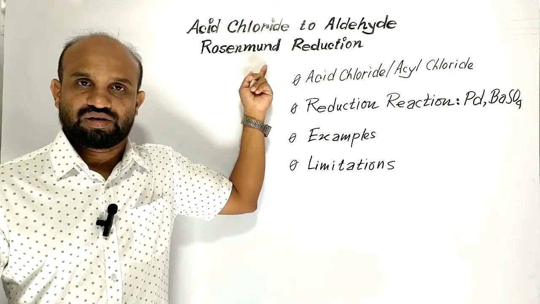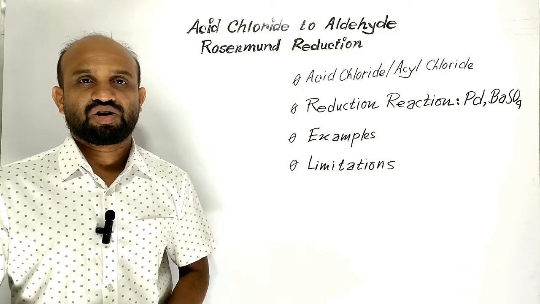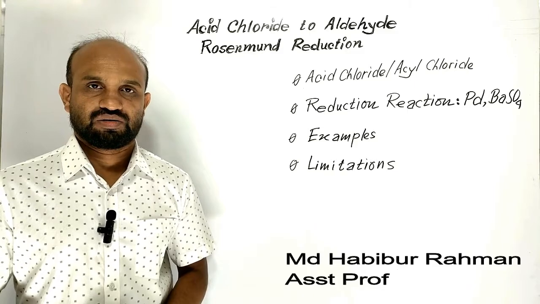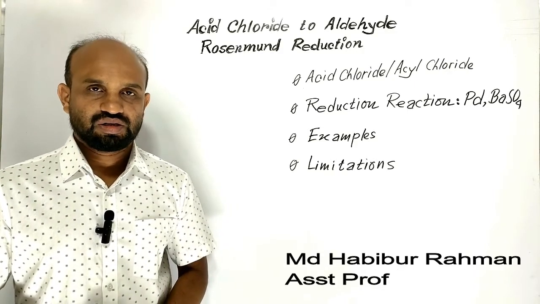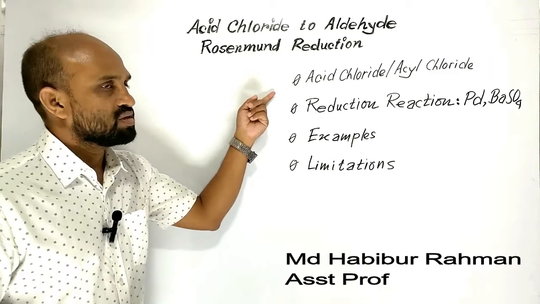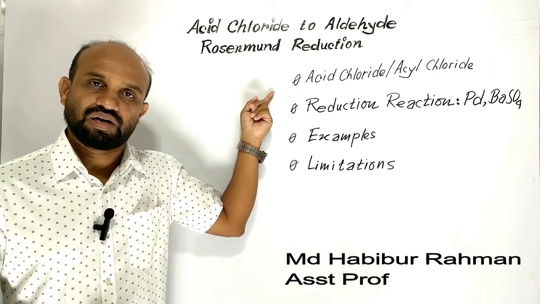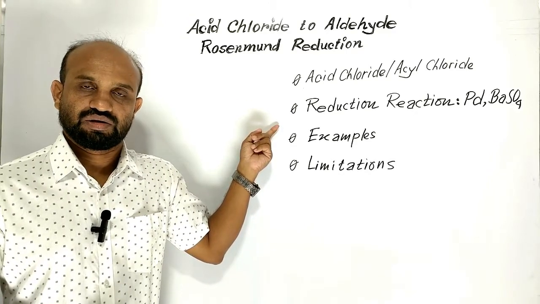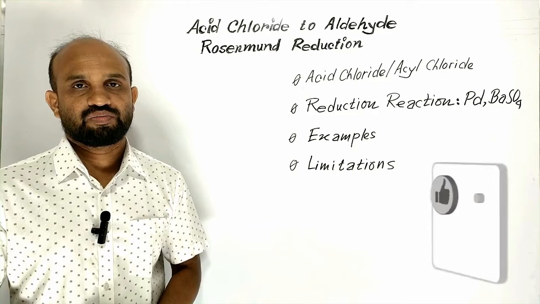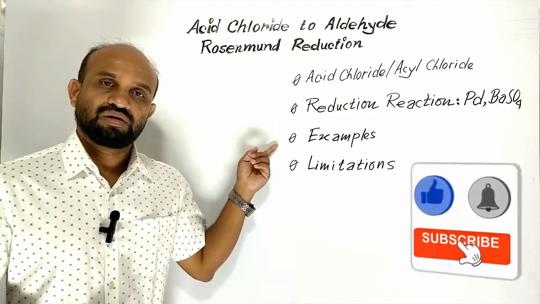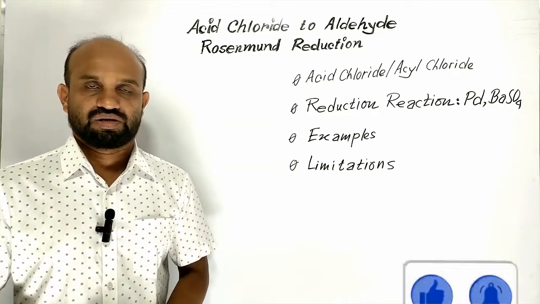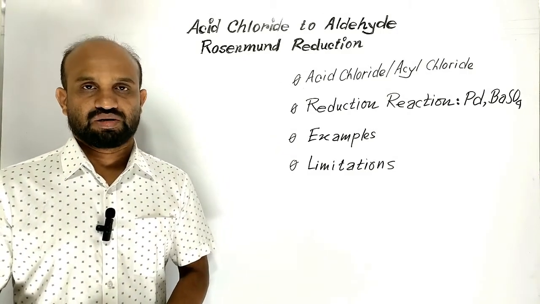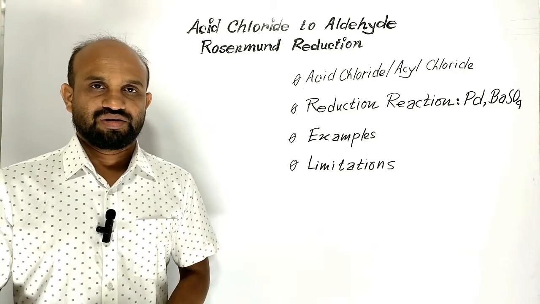Acid chloride to aldehyde. That means preparation of aldehyde from acid chloride by Rosenmund reduction. This is today's lesson. In this lesson, we are going to discuss acid chloride or acyl chloride, then Rosenmund reduction reaction in presence of palladium and barium sulfate, then examples of Rosenmund reduction, and finally limitations of Rosenmund reduction. So let's begin.